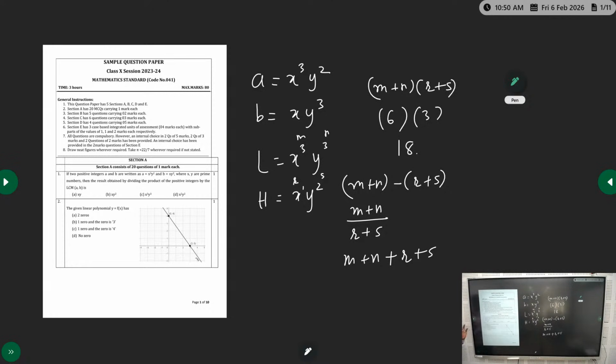Now what about the second one? A graph is given. First you complete this. These are extra parts, okay? So that if they ask in any possible way, we can do it without any confusion. Now the second question, let me zoom.